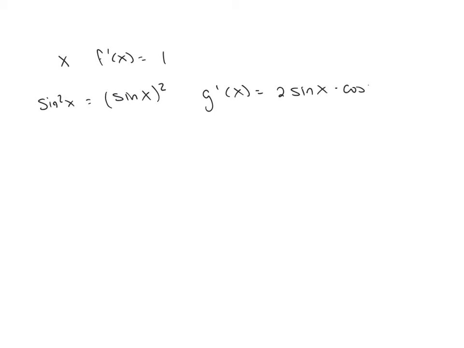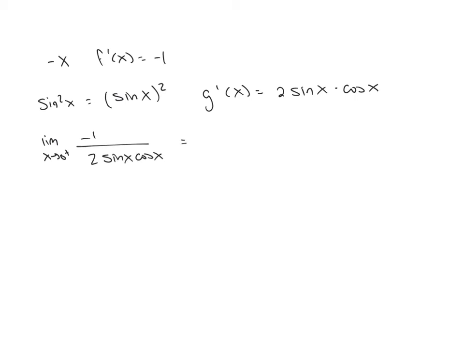Now recall, my numerator was x, so my derivative is going to be just 1. My denominator was sine squared x, so let's rewrite that as sine x squared. And then the derivative of my denominator is 2 sine x times cosine x. Don't forget your chain rule there. Now we'll take the limit as x goes to 0 from the right of, oh, I forgot my negative sign, negative 1 over 2 sine x cosine x.